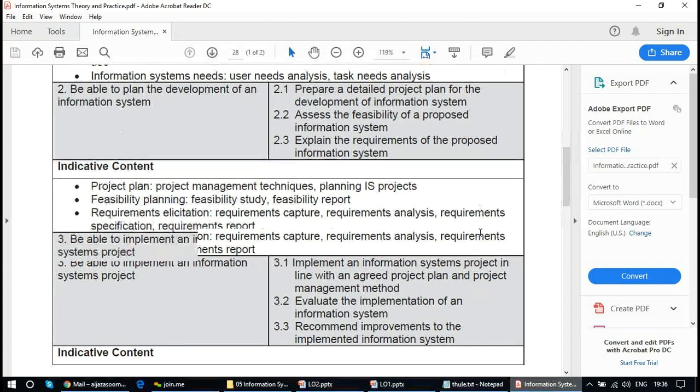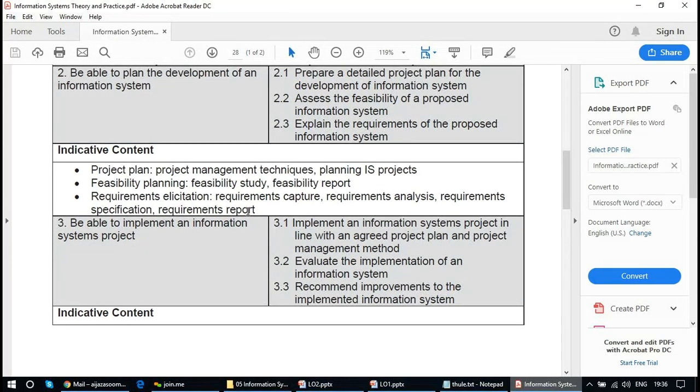Basically, some of the words are repeating. When you say requirement capture and requirement specification, the standard term in software engineering terminology is the requirement specification. So there's a bit of repeating going on there.